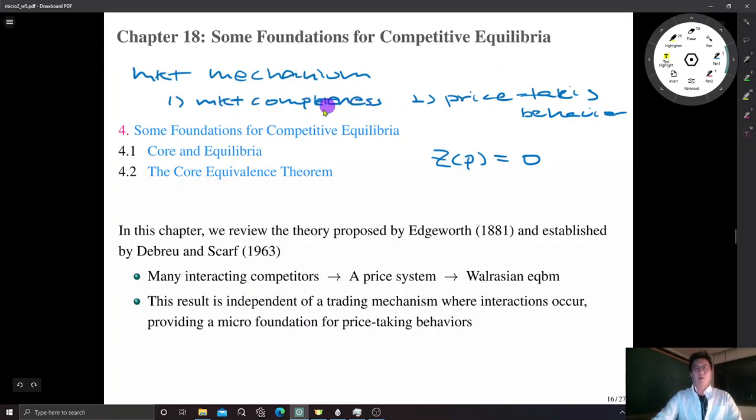So market completeness requires that every commodity should be priced. So there exists a unique price for each commodity. Okay? And I explained some examples where this condition is violated, especially in the presence of externality.